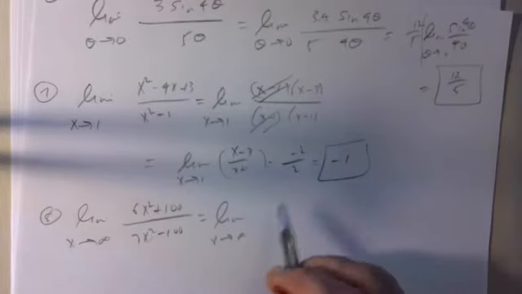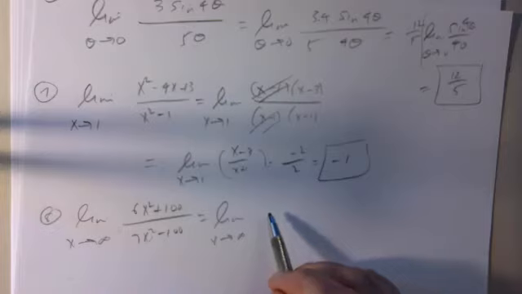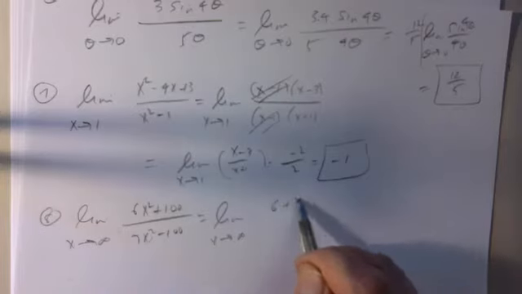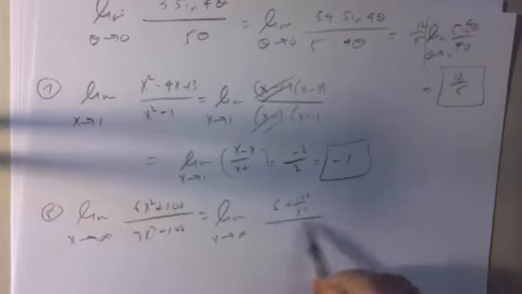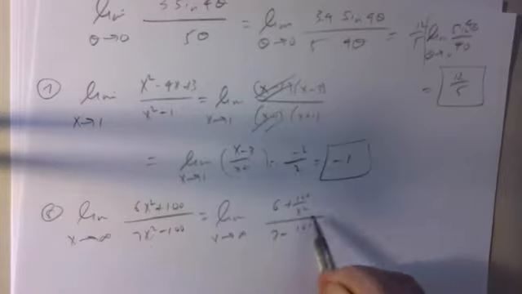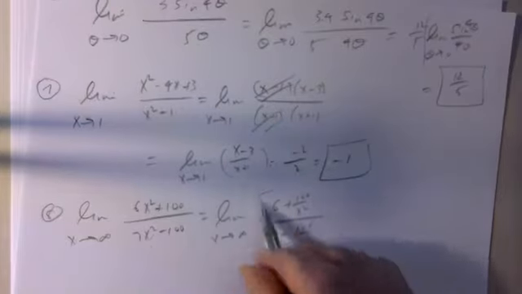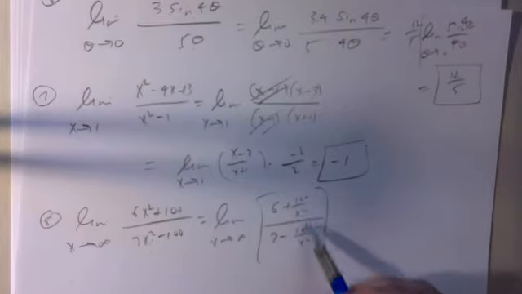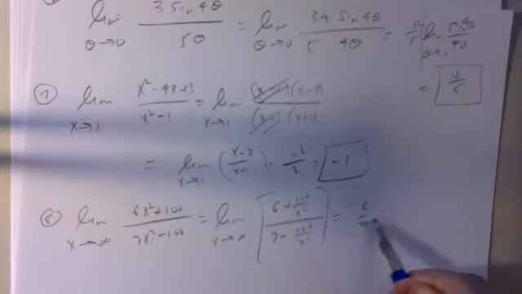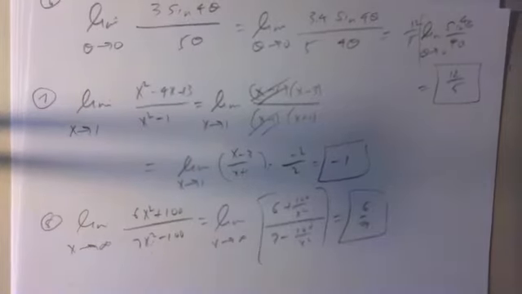If I divide the numerator and denominator by x squared, I get 6 plus 100 over x squared over 7 minus 100 over x squared. And as x goes to infinity, these terms go to 0. And we're left with 6/7.